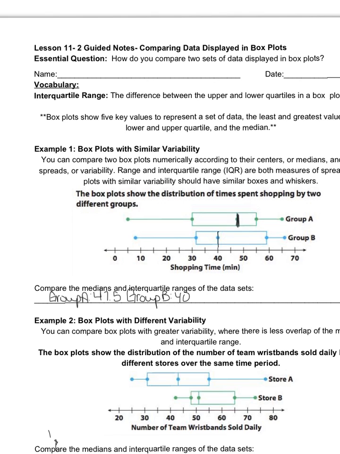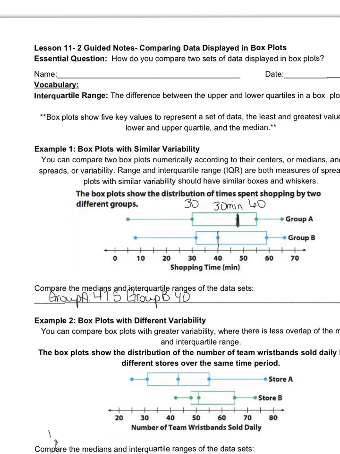And now we're going to look at the interquartile range, and that's essentially just the size of the box. So that's the range from one edge of the box to the other. So for Group A, the range is from 30 to 60. So it has a range of 30 minutes.